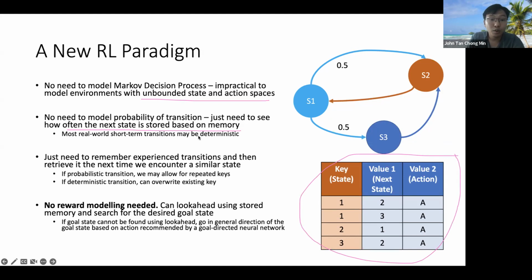What I'm proposing is that most short-term transitions can be deterministic, so maybe we don't even need to model these probabilities, because you only transit to one state. When I walk forward, I don't expect that 50% of the time I walk forward and 50% of the time I walk backwards. That's not how the world works, right? But in RL environments, sometimes they introduce stochasticity in the actions, which I think can be quite unrealistic.